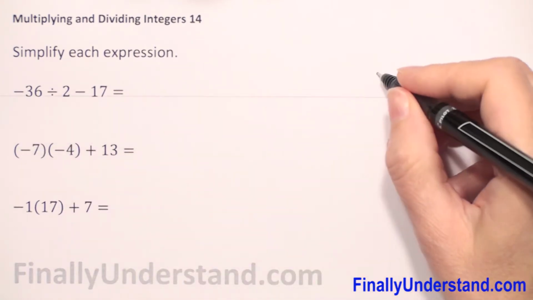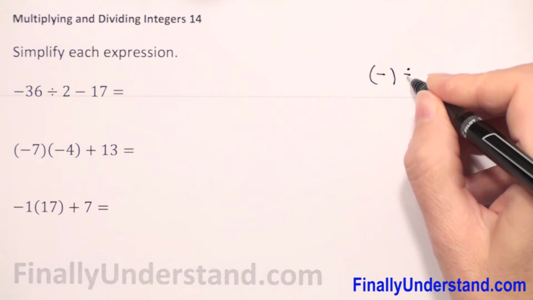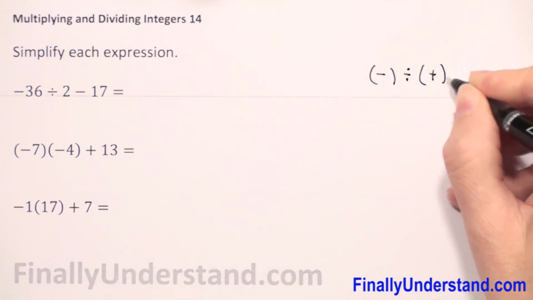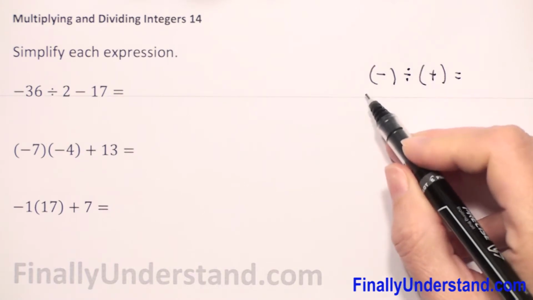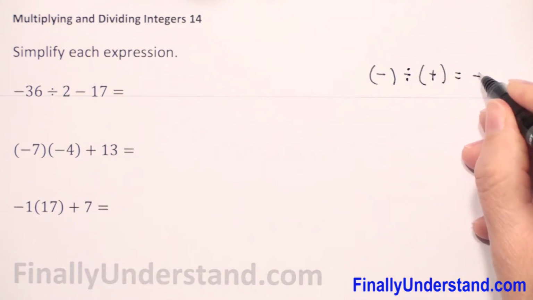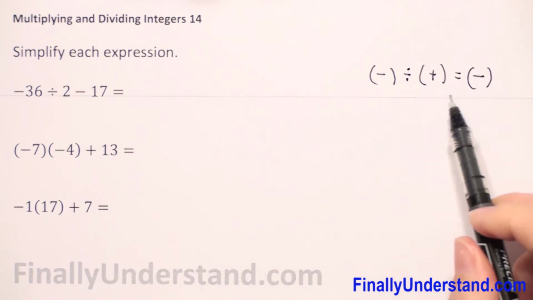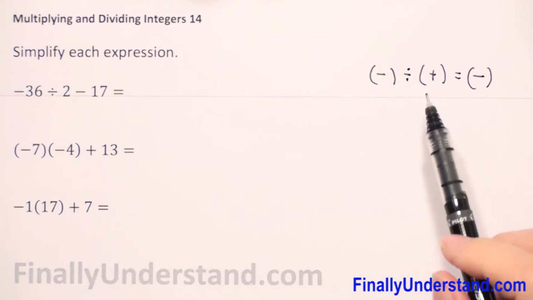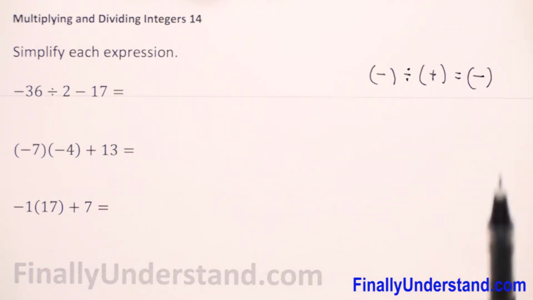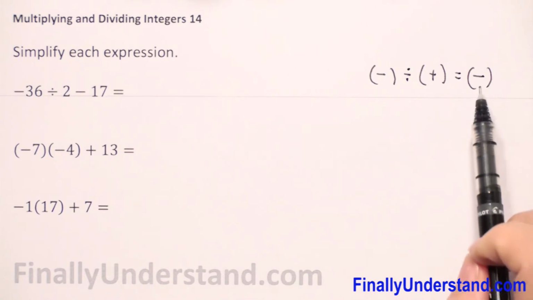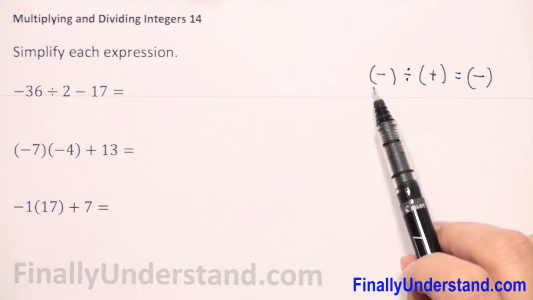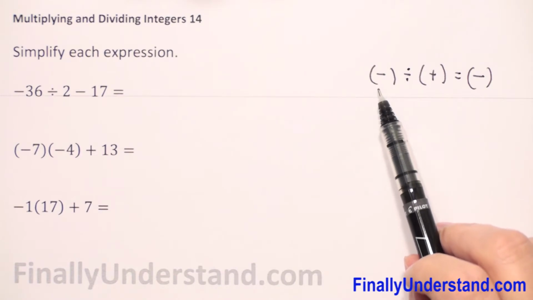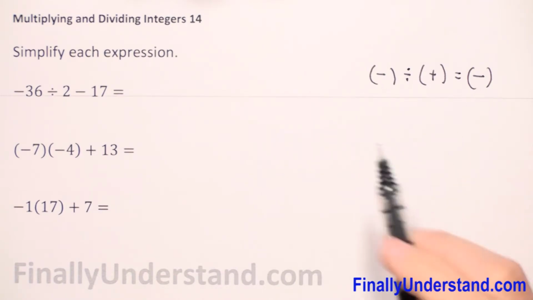So we have to divide a negative number by a positive number. Negative divided by positive, or positive divided by negative, the answer is negative. It's the same rule as for multiplication. When we multiply two numbers and one of them is negative, the answer is negative. When we divide two numbers and one of them is negative, the answer is negative.